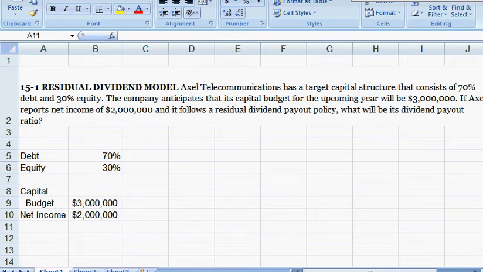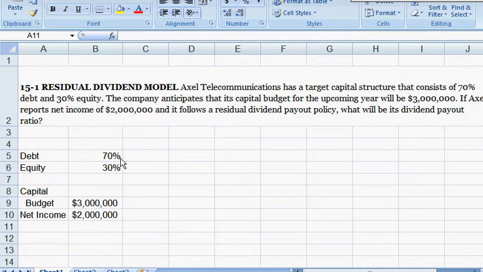This is just a short video to make sure that you're understanding some of the terms in Chapter 15. So I'm just doing problem 15.1, which is a residual dividend model. With the residual dividend model, the assumption would be that you would use all of the money needed to do your capital projects, and anything remaining would then be paid out in dividends.